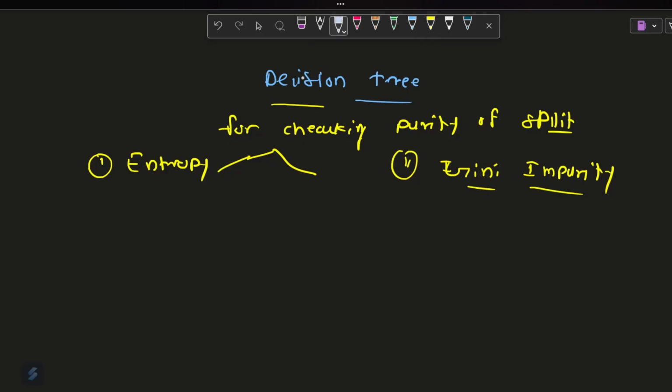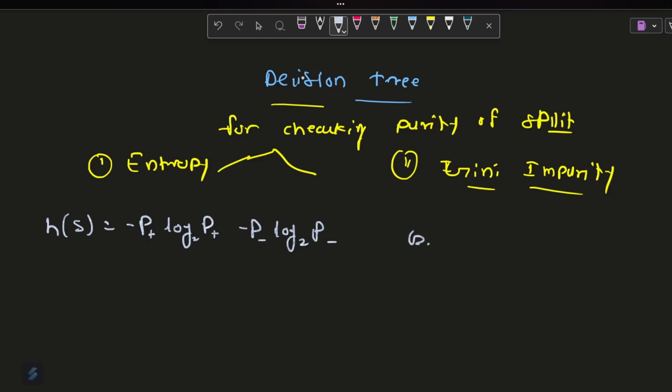When we talk about the formula, H(S) is equal to minus p positive log base 2 of p positive minus p negative log base 2 of p negative, and that is the formula used for calculating entropy, right? In entropy, what is the p? So we will understand the concept of p one by one.